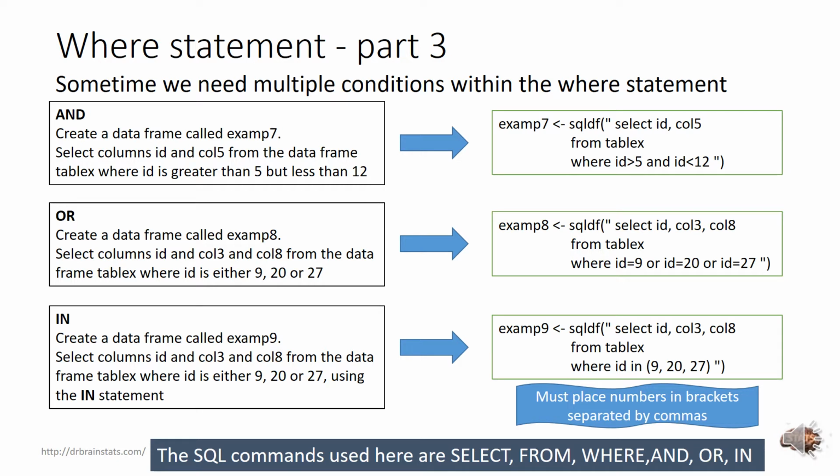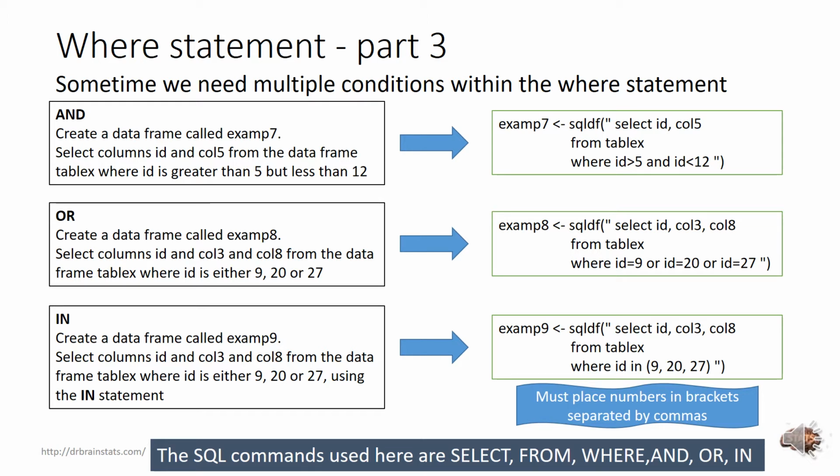Next, the or statement. We're going to create a data frame called examp8. We're going to select the columns ID and col3 and col8 from a data frame tab X, where ID is either 9, 20 or 27. Now we can see in the where statement we've had to use the word or in between the different criteria. If you wrote down where ID equals 9 or 20 or 27, this would not work. You would need to write down the actual column name, in this case ID.